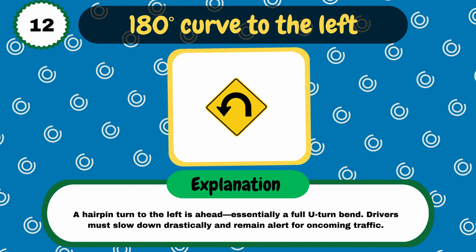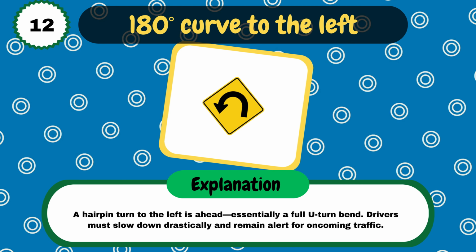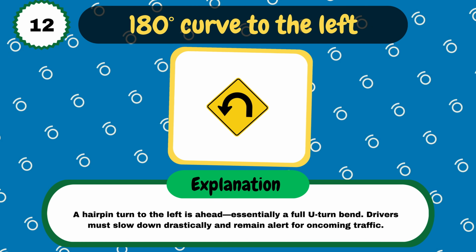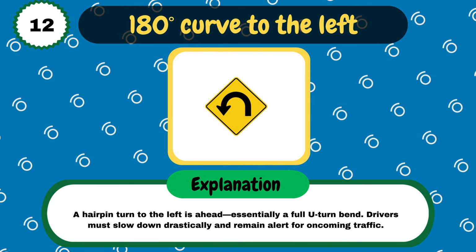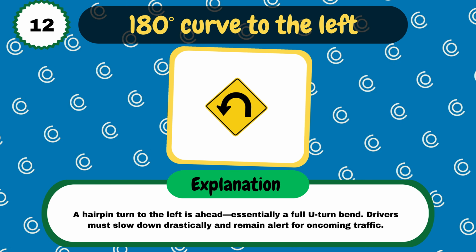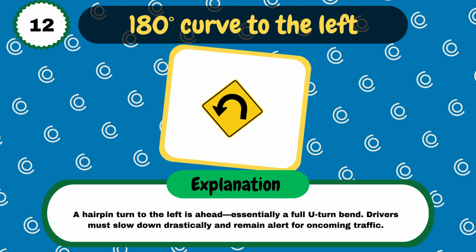This is the 180-degree curve to the left sign, and it means a hairpin turn is ahead, almost like a U-turn, but along the road itself. This extremely sharp bend demands major speed reduction and heightened attention.